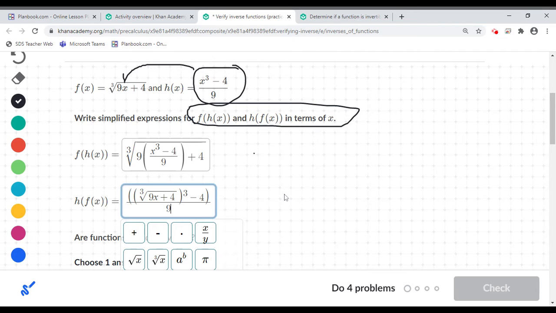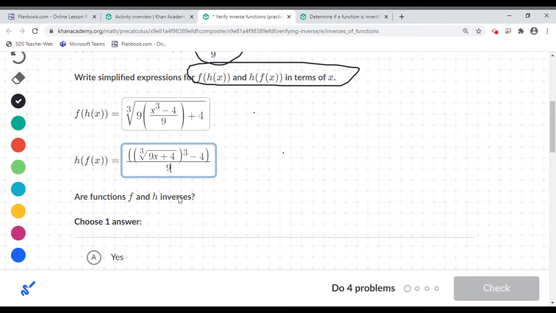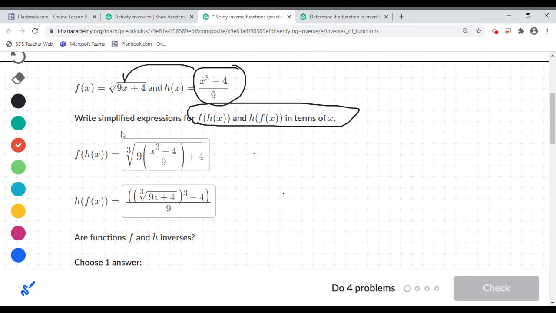By 9. All right, so now, are they inverses? Well, here's what we can do. They're inverses if this can all be simplified down to x, and if this can all be simplified down to just x. So that's the question: does it equal x? So let's start with this first one here.